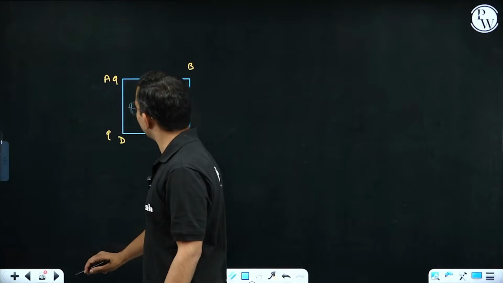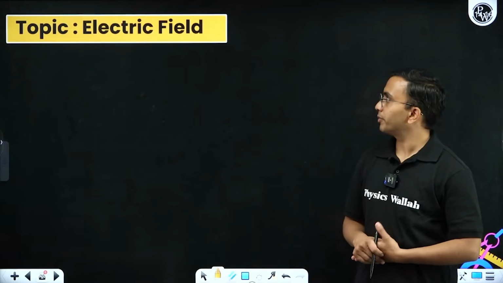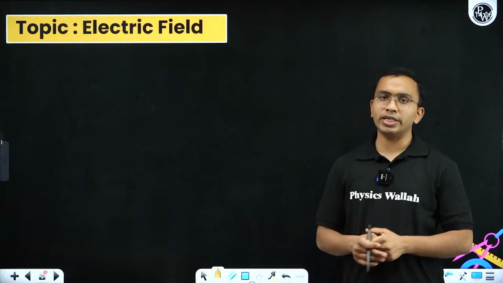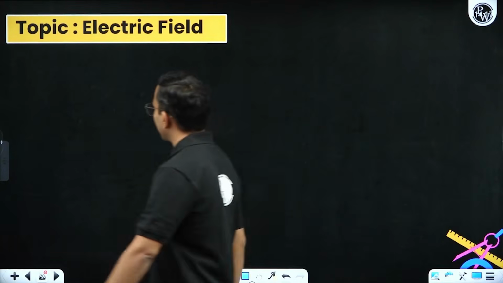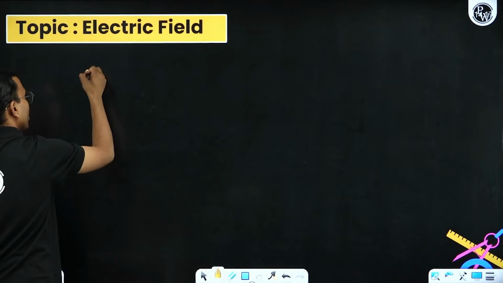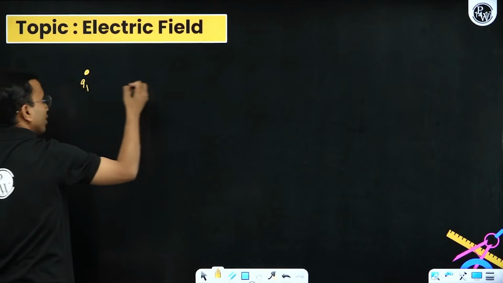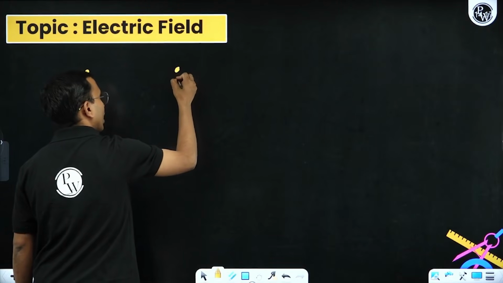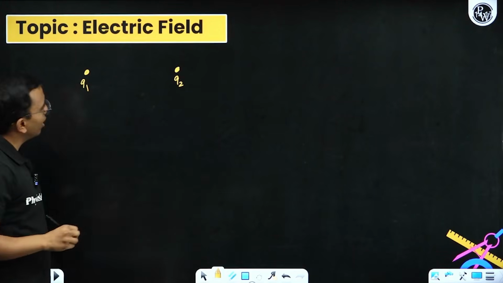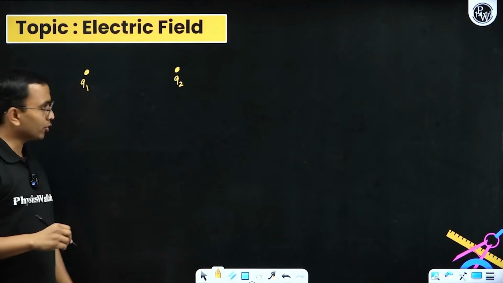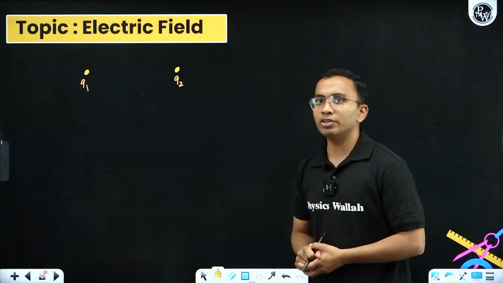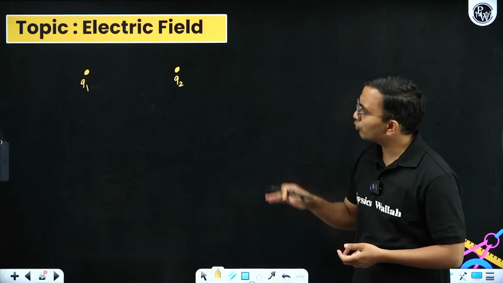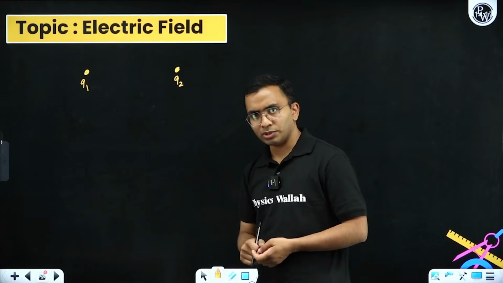So you learned how to apply the principle of superposition. Now let us talk about electric field. What is basically a field? If I ask you, two charges are there, Q1 and Q2. How is Q1 applying force on Q2? There is no rope, there is no contact between Q1 and Q2. Still, how is Q1 able to apply force on Q2?